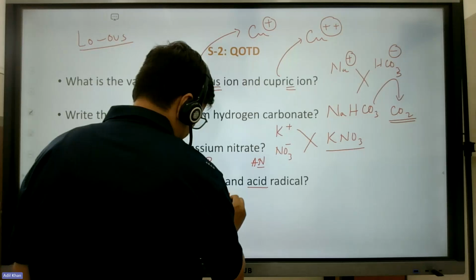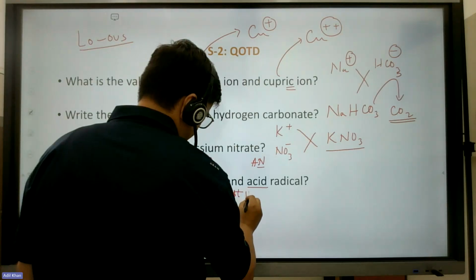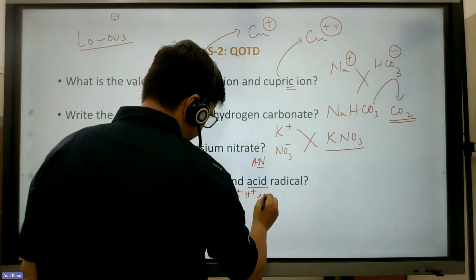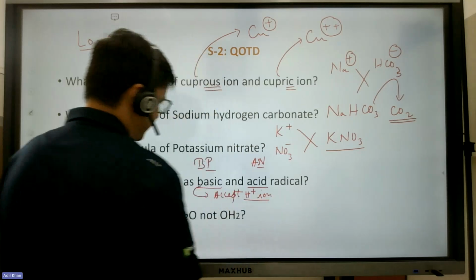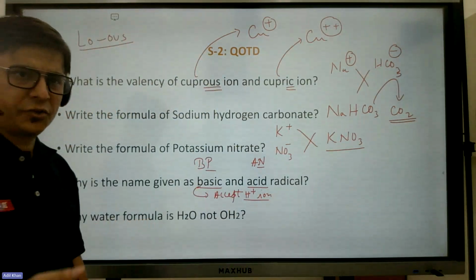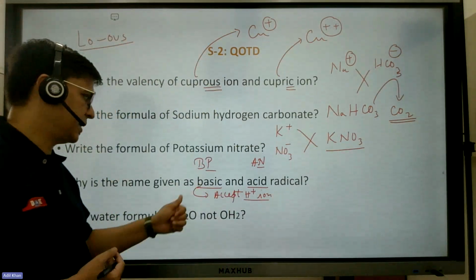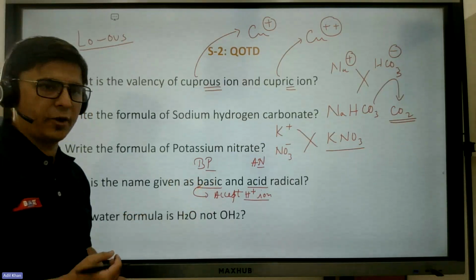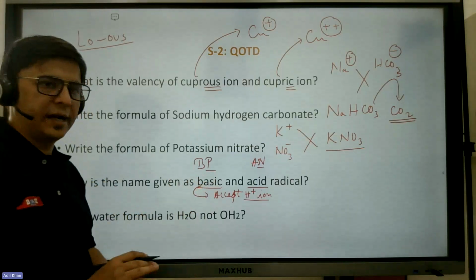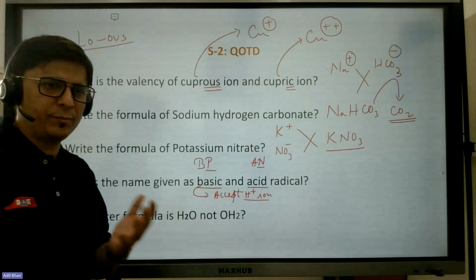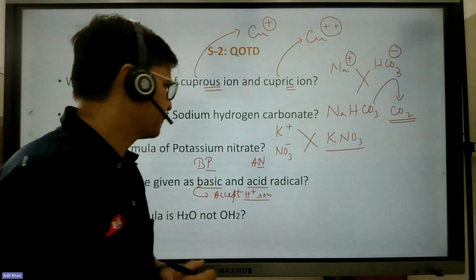So here it accepts H plus ion. That H plus ion comes from acid. Since the name suggests base, bases accept H plus ion. That's why basic radicals accept H plus ion, and that's why the name basic radical is given. There are a couple more reasons, but this is the standard one I am quoting.